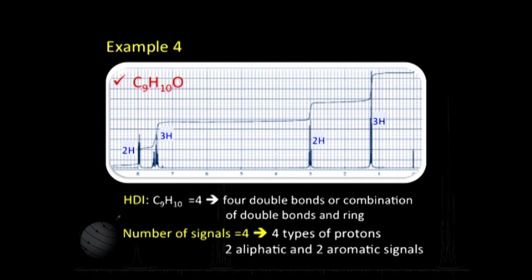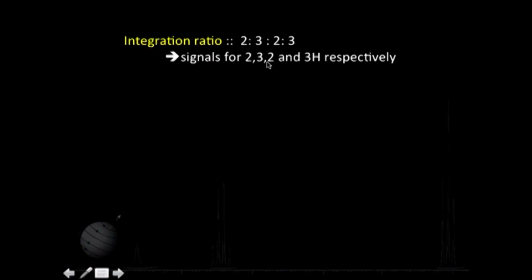Number of signals is 4, that means there are 4 different types of protons, and if you see the location, these 2 signals here for 2 proton and 3 proton are typical aliphatic protons, and these 2 signals somewhere beyond 7 ppm are suggestive of aromatic protons. So, there are 4 signals in total, 2 are aromatic, 2 are aliphatic. Let us move further. Now, look at the integration ratio that has been solved and shown on the spectrum, that the signals are for 2, 3, 2 and 3 protons respectively.